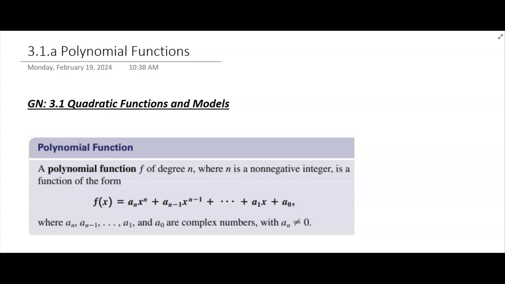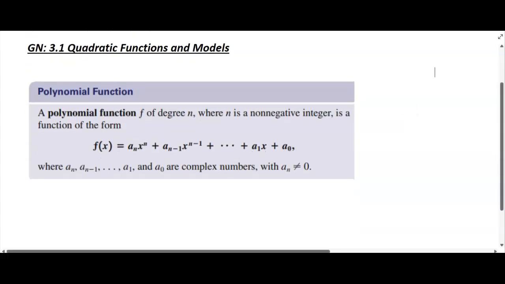So in chapter 3, we're going to talk about two different types of functions, polynomial functions and rational functions. First, we're going to focus on polynomial functions, and in 3.1, we specifically focus on quadratic functions, which is a type of polynomial function. So we're going to start out here, just telling you what a polynomial function is and some of the important pieces that go along with it.